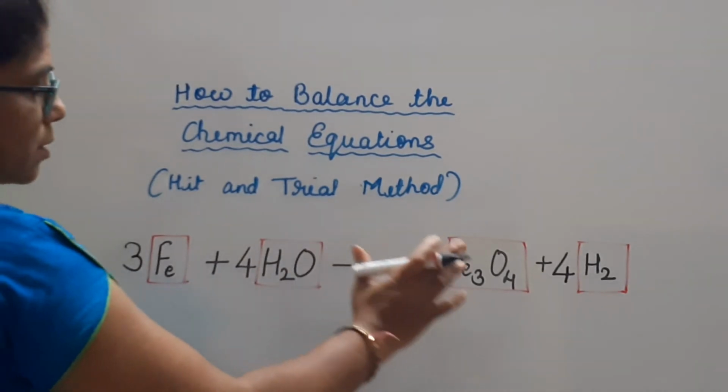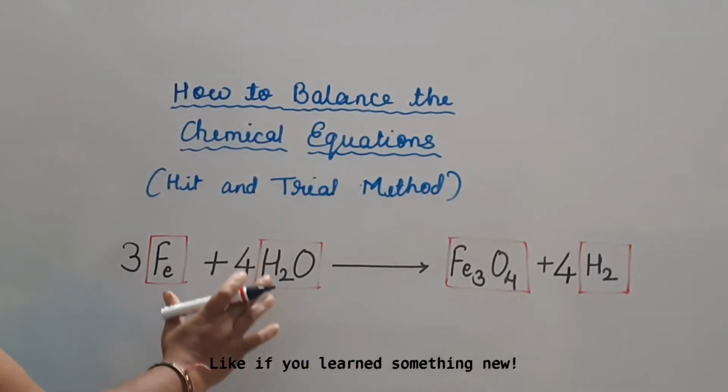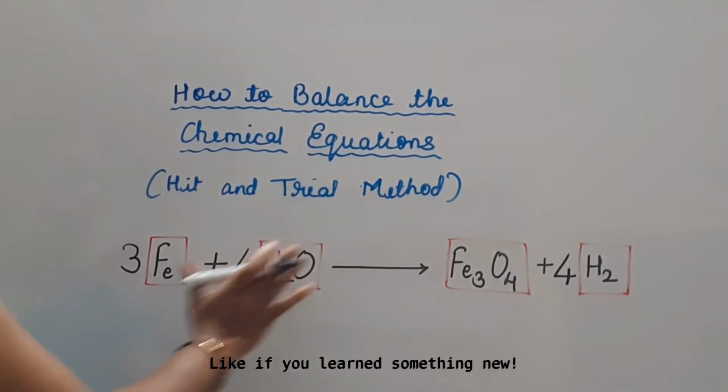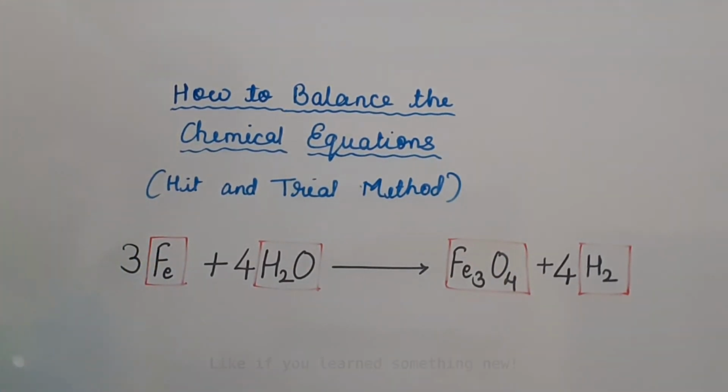So now if we check the number of atoms of each element on the reactant side and product side, it's balanced. So this is how we balance the chemical equations.